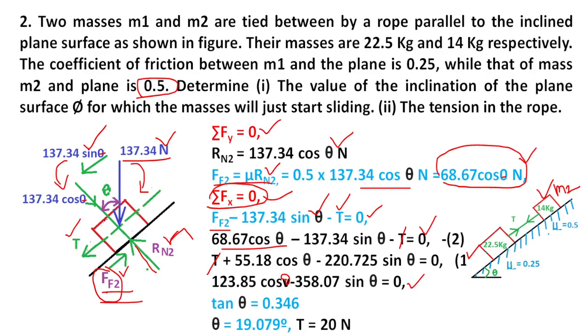So sin by cos is equal to tan theta, so tan theta is equal to 0.346. So theta is tan inverse of 0.346, which is 19.079 degrees. Substitute the theta value into equation 1 or 2, and you can get the tension in the rope. This is the friction and angle of friction problem.